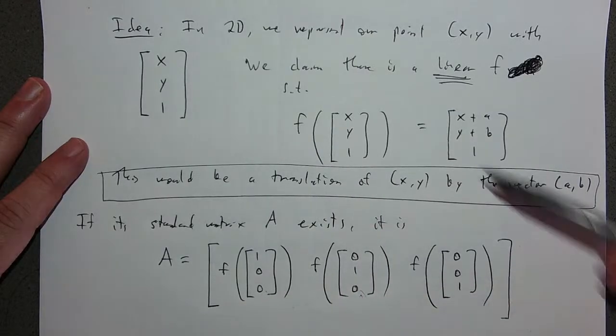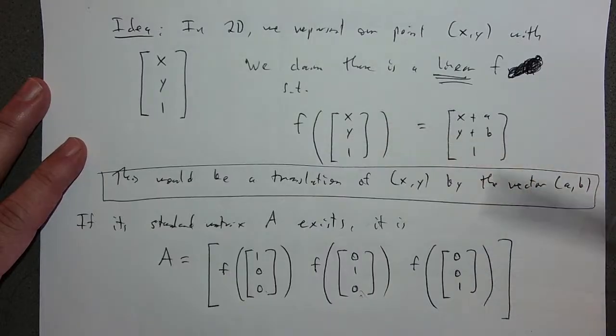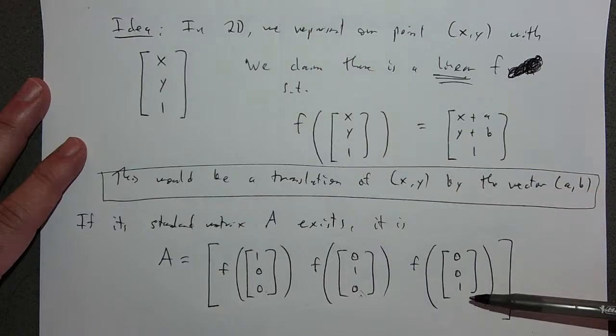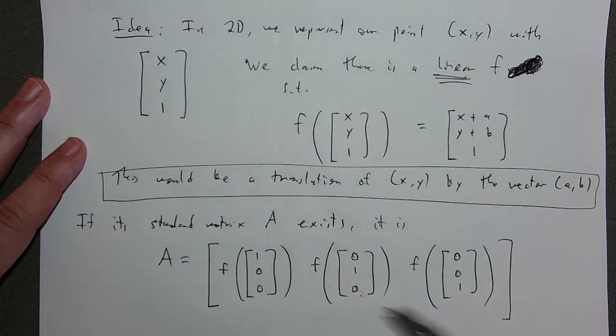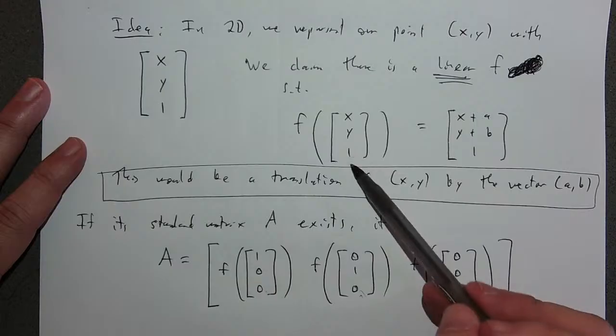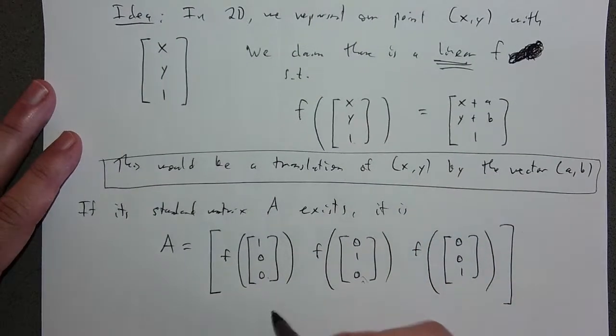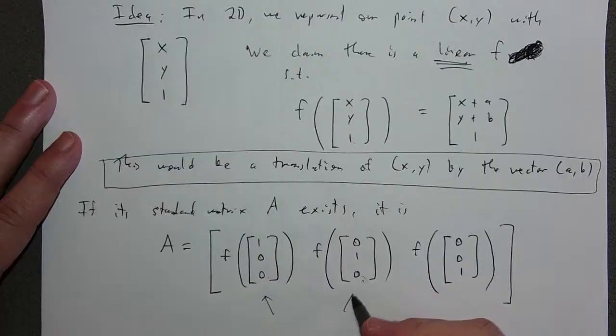This one is easy. I can just plug in 0 and 0 for x and y, so I know how it behaves there. Okay, so that one's easy. This one I know. But these two I don't know directly because how does f handle a vector that has a 1 in its last slot? So I need to use linearity to find these.